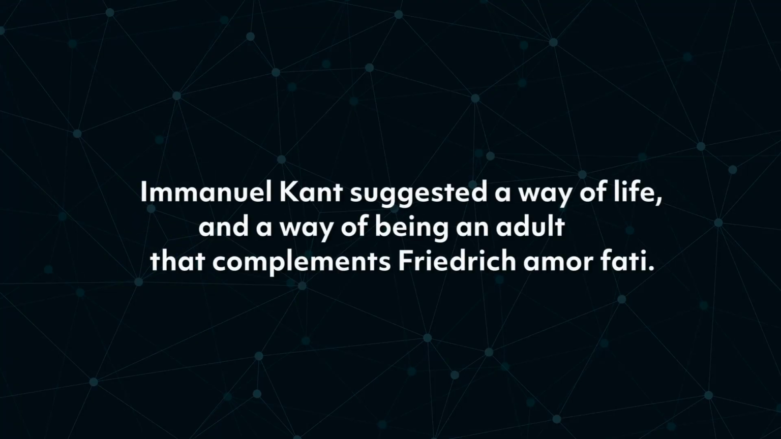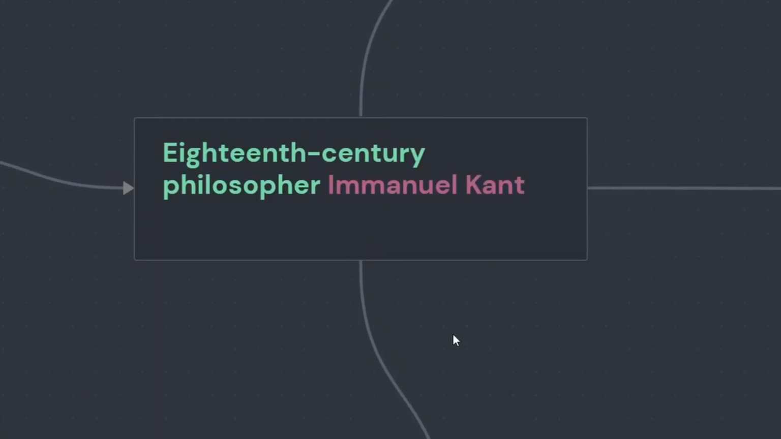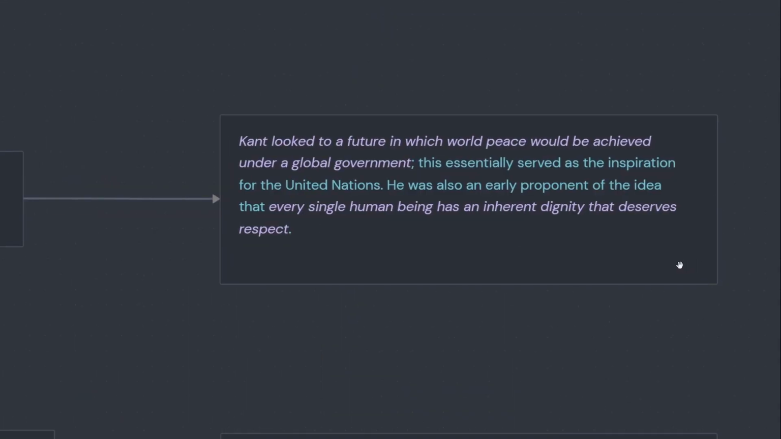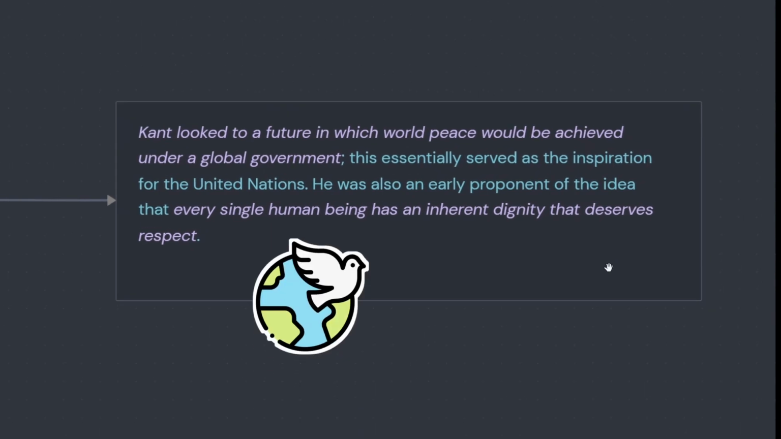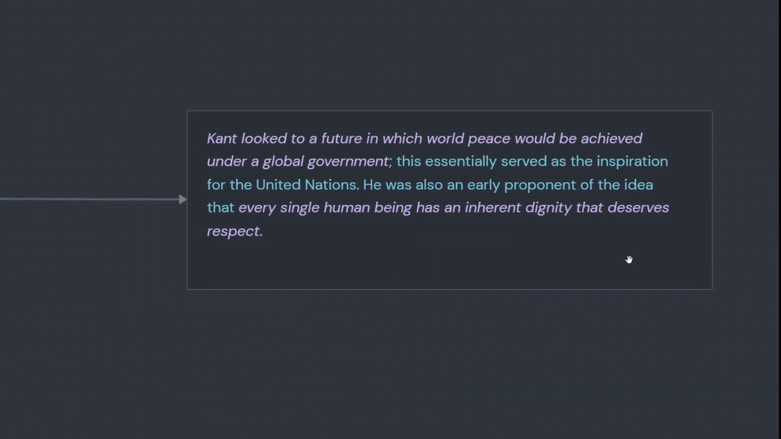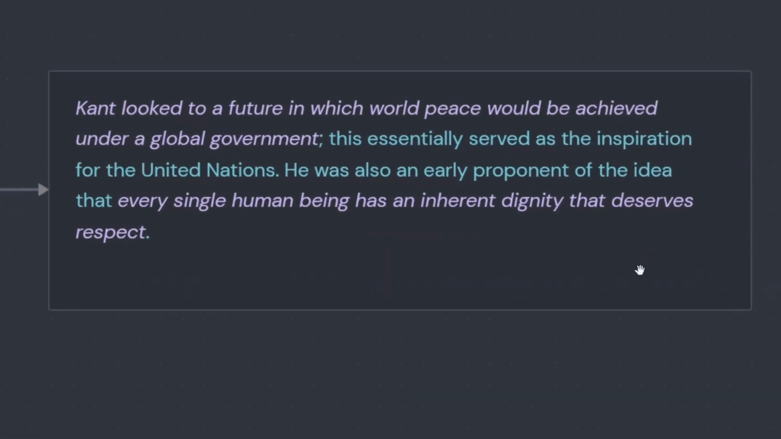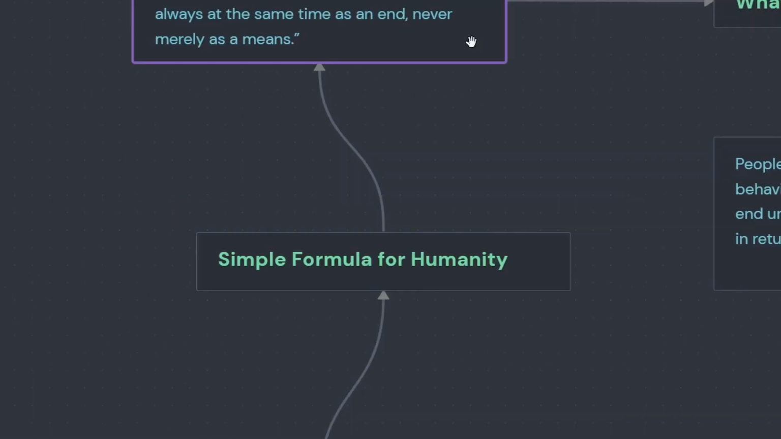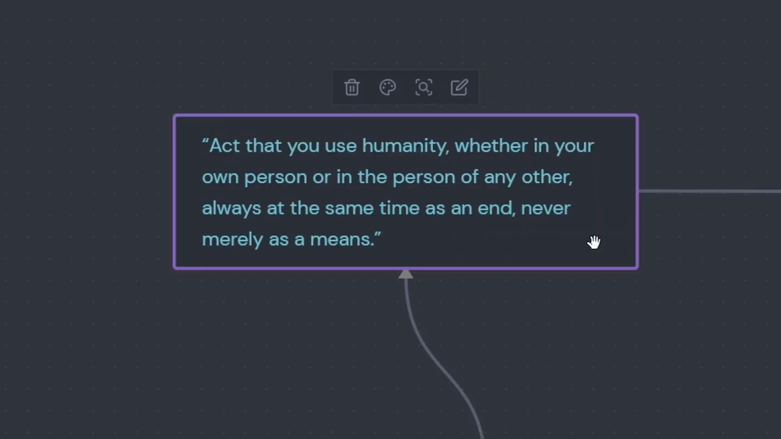Immanuel Kant suggested a way of life and a way of being an adult that complements Friedrich's amor fati. The 18th century philosopher Immanuel Kant looked to a future in which world peace would be achieved under a global government. This essentially served as the inspiration for the United Nations. He was also an early proponent of the idea that every single human being has an inherent dignity that deserves respect. Immanuel Kant had a simple formula for humanity: act so that you use humanity, whether in your own person or in the person of any other, always at the same time as an end, never merely as a means.